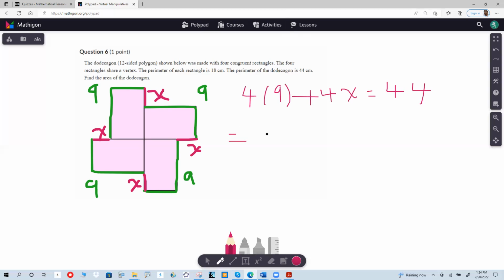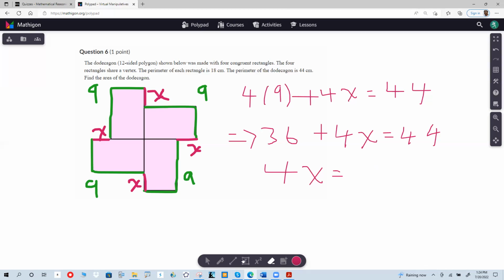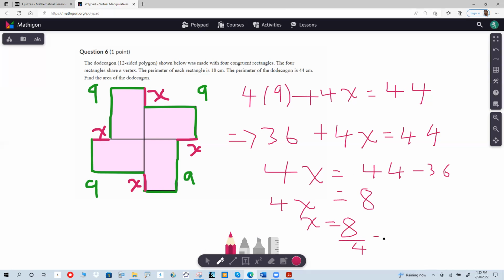Now 4 times 9 is 36. 36 plus 4x is equal to 44. Subtract 36 from both sides. And I think you're going to get 8. And 4x is 8. So x is 8 over 4 is 2. Now, what do they want? Find the area of the dodecagon. So if this is 2, okay, let's pause here a little bit.